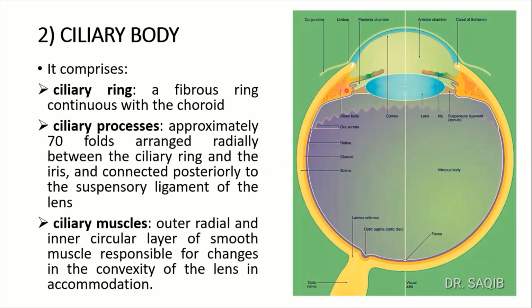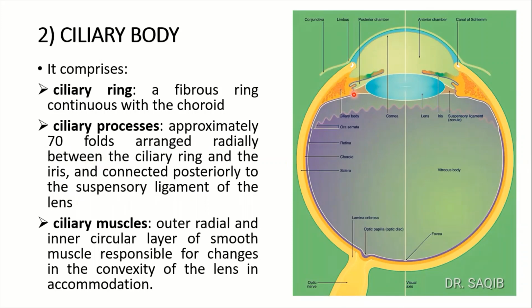Talking about ciliary body, very important. This is a ciliary body. You see my red laser moving on the ciliary body, right? It consists of very important ciliary rings, a fibrous ring continuous with the choroid, right? This is the choroid, and here this is the ciliary ring, and it is continuous with the choroid. And the ciliary processes, there are approximately 70 folds arranged radially between the ciliary ring and the iris. This is the ciliary ring, and here this is the iris, and these are the processes.